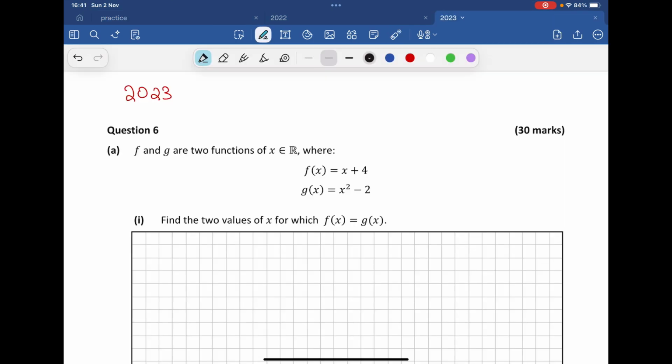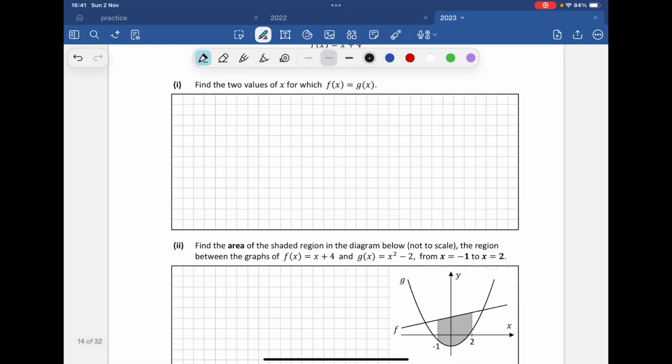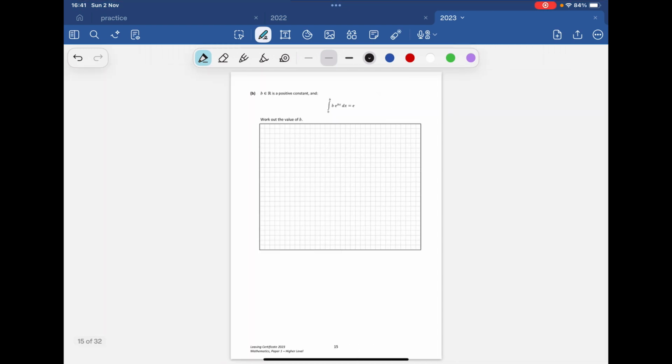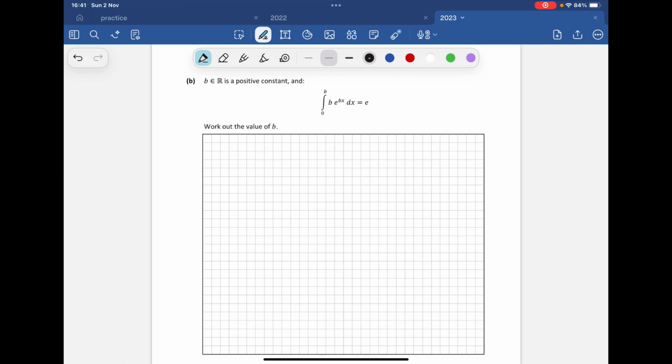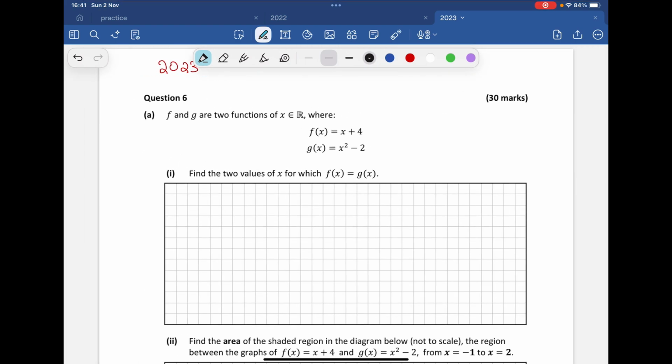So now we're going to have a look at the 2023 question 6 exam paper question, where part A is an algebra question, and part B are integration questions. So, part A, f and g are two functions of x, an element of the real numbers, where f of x is equal to x plus 4 and g of x is equal to x squared minus 2. Find the two values of x for which f of x and g of x are equal.